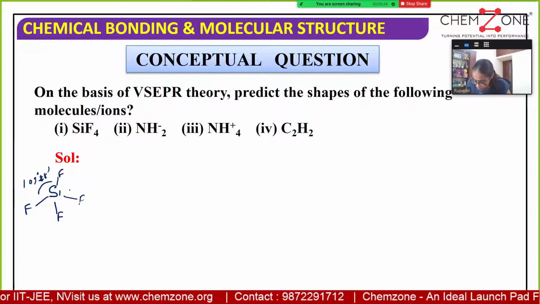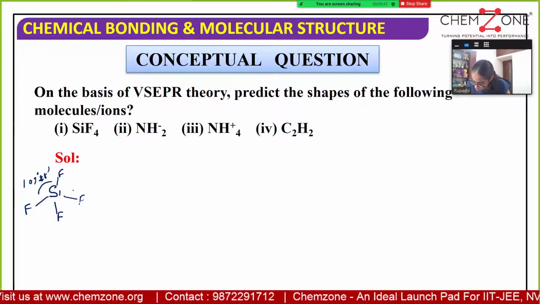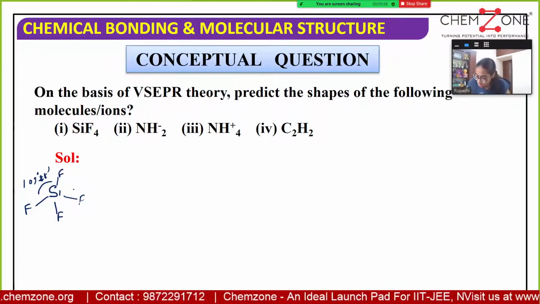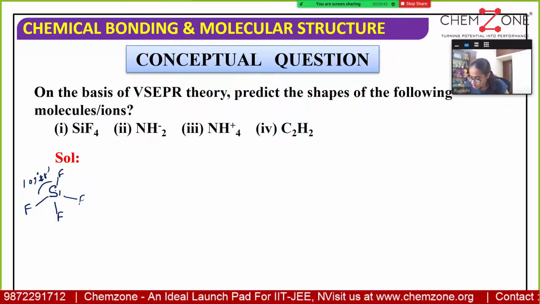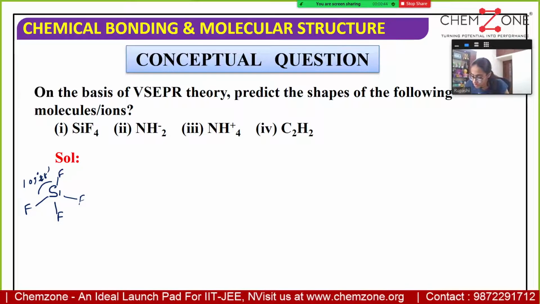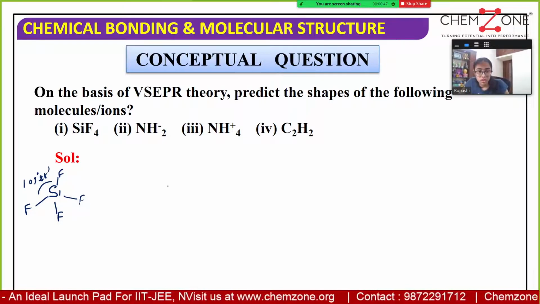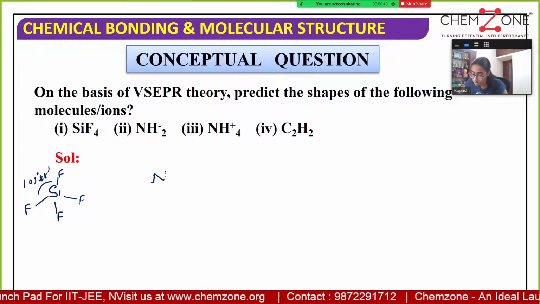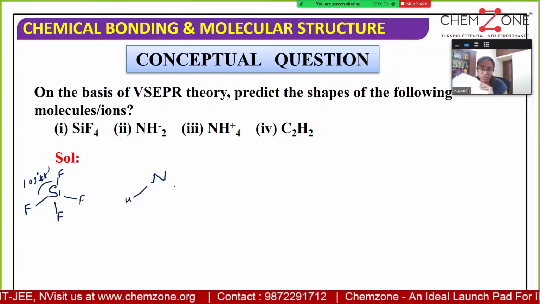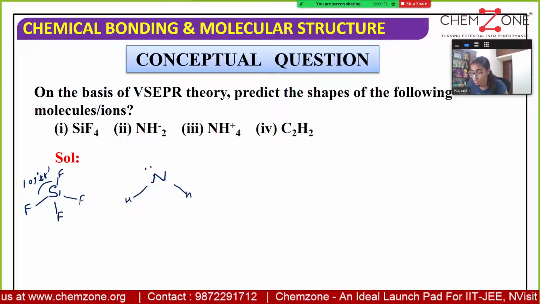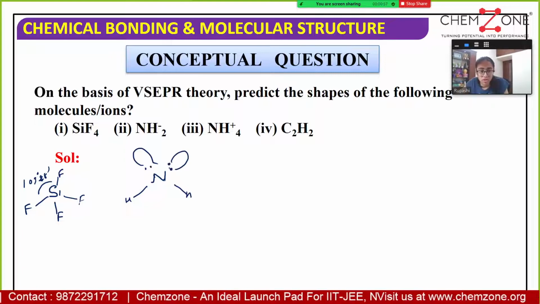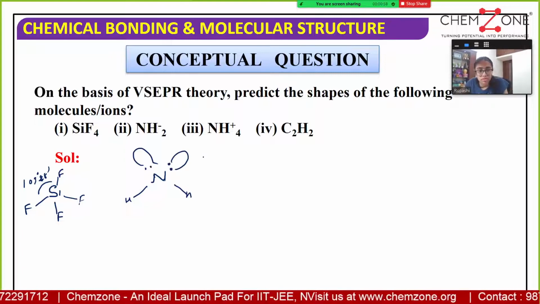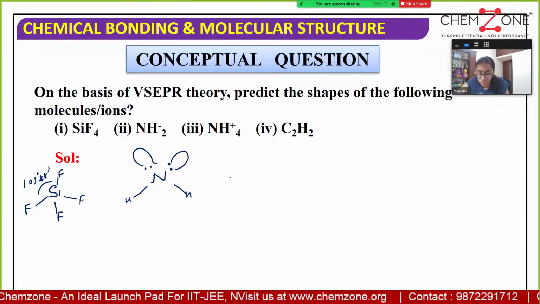Okay, now come to the next part. Bent. How many lone pairs? Two lone pairs. And how many bond pairs? Two bond pairs. And it is negatively charged, right? You can get it from ammonia. Remove one H positive.